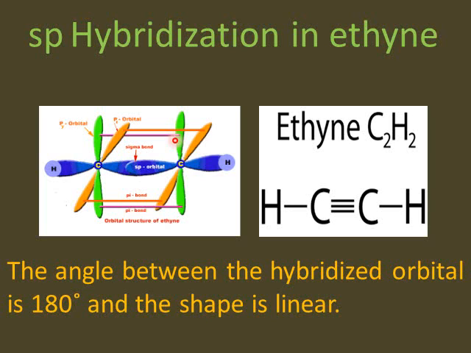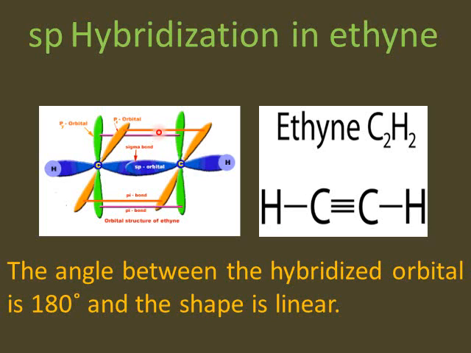A pi bond is weaker as compared to a sigma bond. Why? Because a sigma bond is formed by head-on overlap, while a pi bond is formed by sideways overlap. So it will be weaker as compared to a sigma bond.